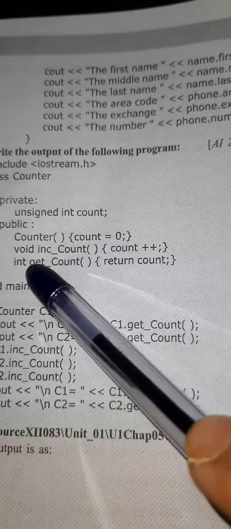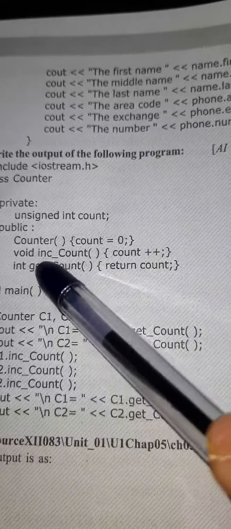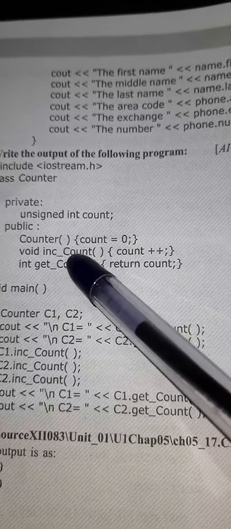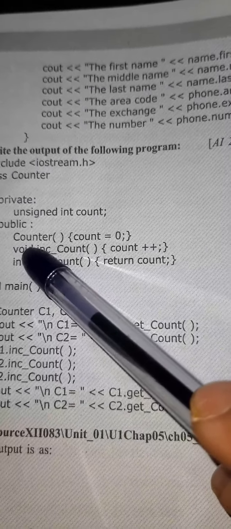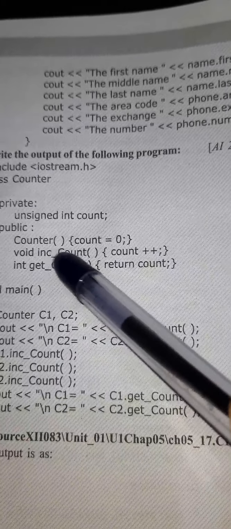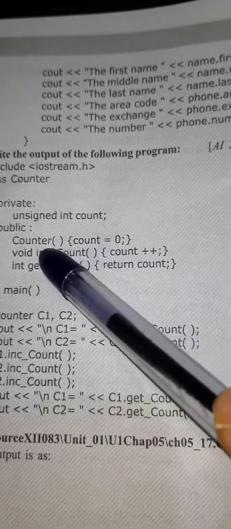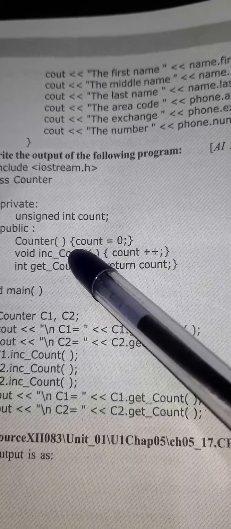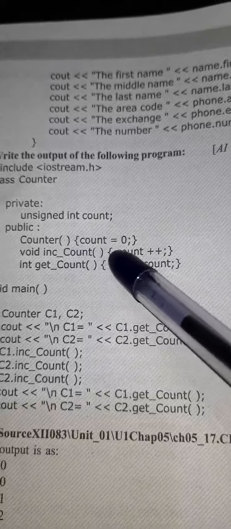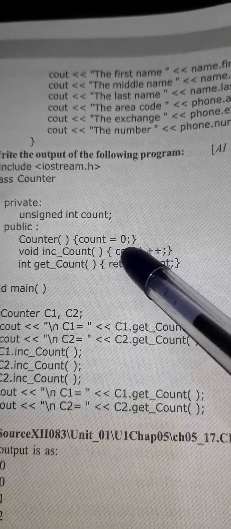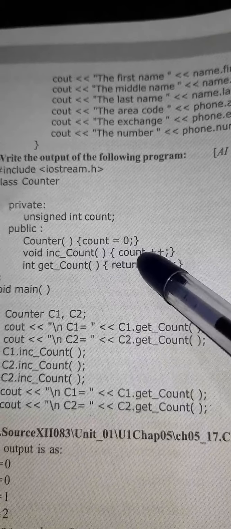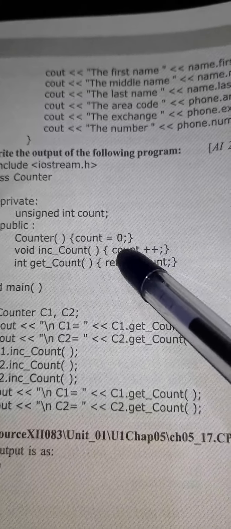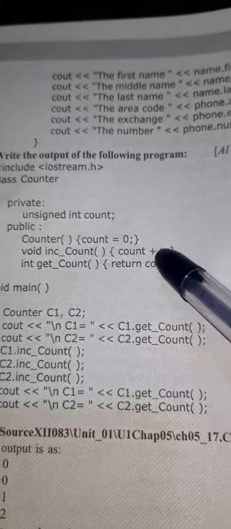Now next you have your normal member function definition. The return type is void, increment count, in short inc. What it does within the member function body is count plus plus, which means count equals count plus 1.